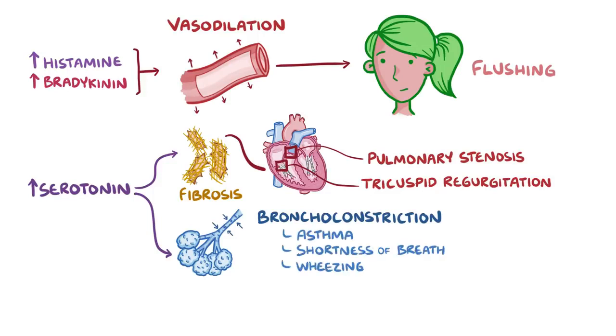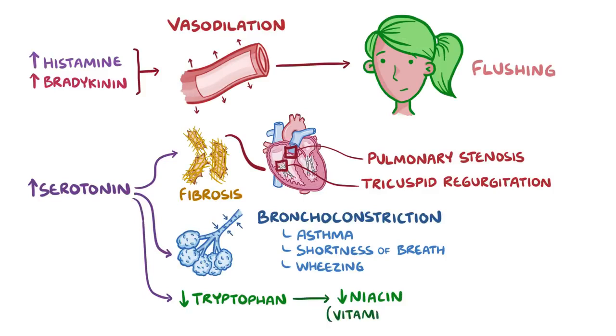The increased synthesis of serotonin also reduces the amount of tryptophan available to the body, which is used to make niacin, or vitamin B3. And reduced levels of niacin can cause pellagra, which is a disease which causes symptoms like inflamed skin and mental confusion.